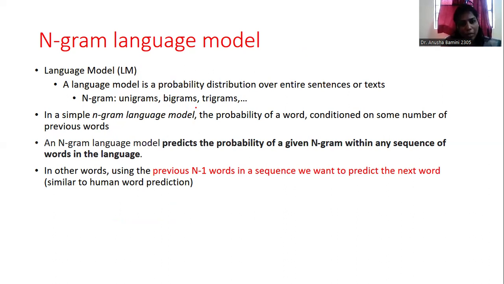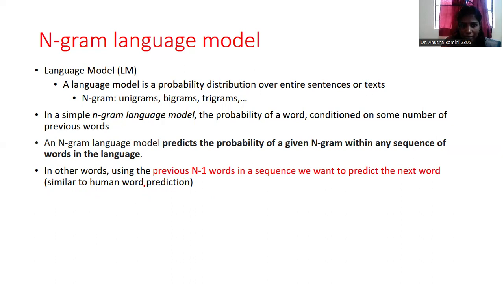So how are we predicting the next word? By checking the sequence of previous words. In a set of words, the previous words can be named n minus 1. Using the previous n minus 1 words in the sequence, we want to predict the next word. Consider these five words, similar to human word prediction. I want to know, similar to how human word, what would be the next word.